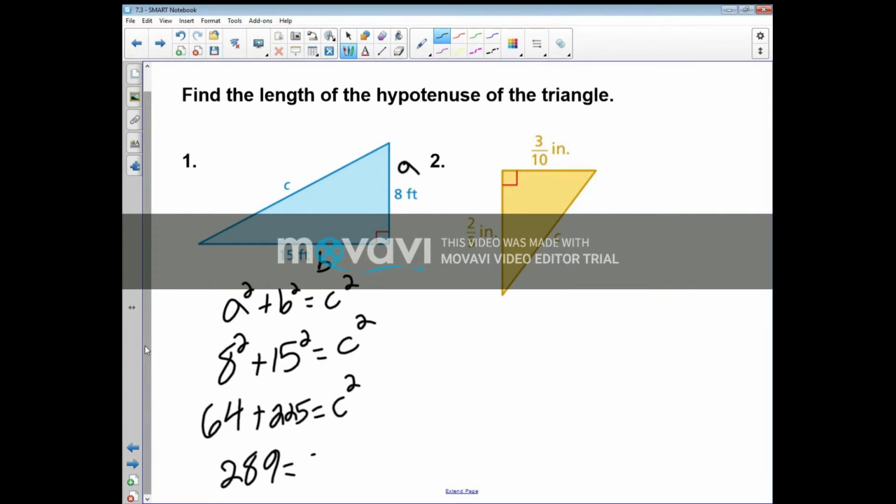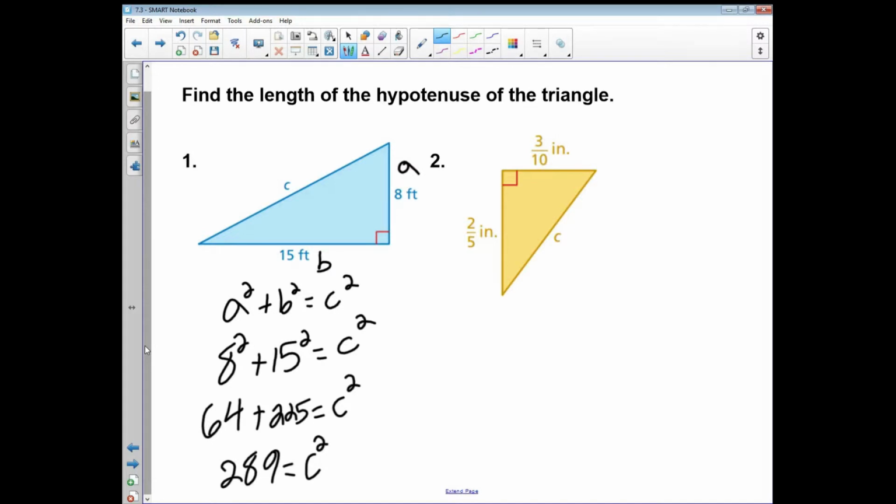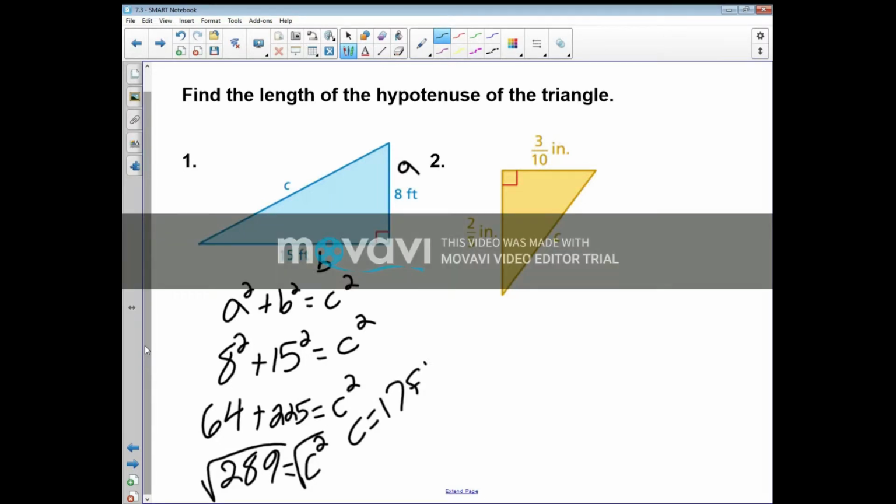Then we add them up to get 289 equals c squared, and then we take the square root of both sides so that we can get an answer of 17. Okay?